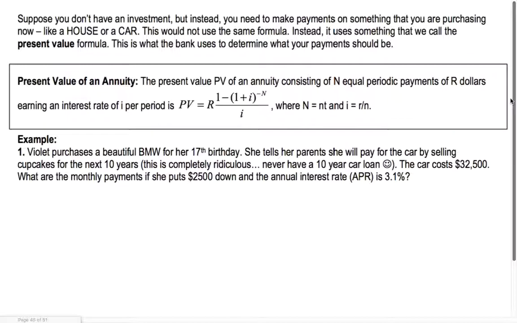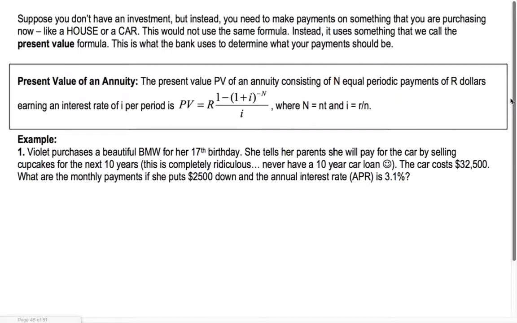Okay, so it says suppose you don't have an investment, but instead you need to make payments on something. We just learned the formula called the future value of an annuity. Annuities are investments. Future value is something way in the future that you're hoping to get. This other formula is called present value. You have to know the difference between the formulas.